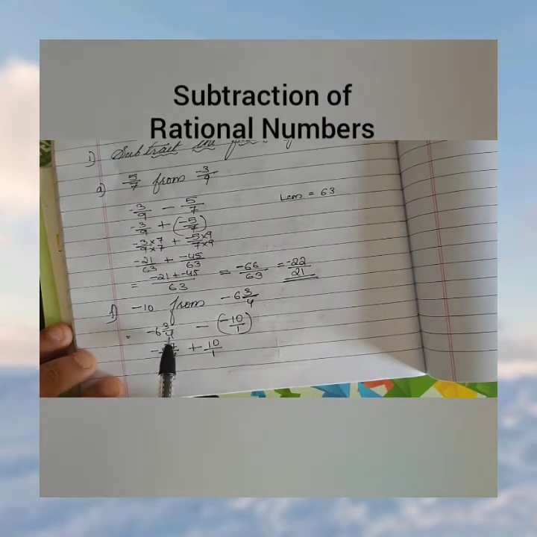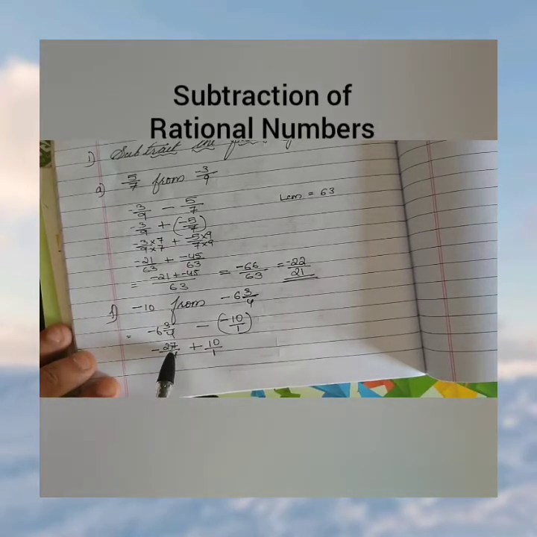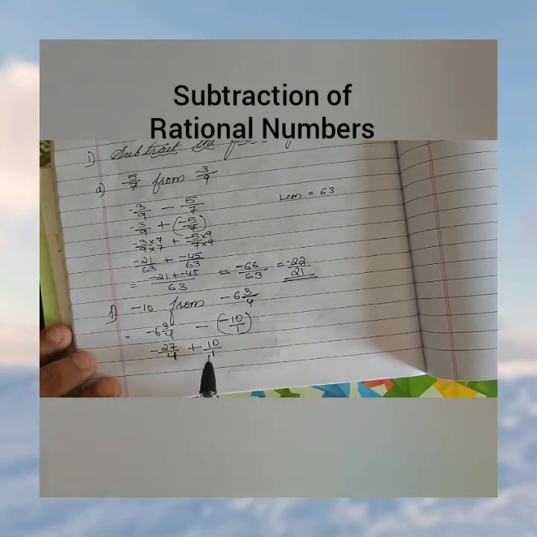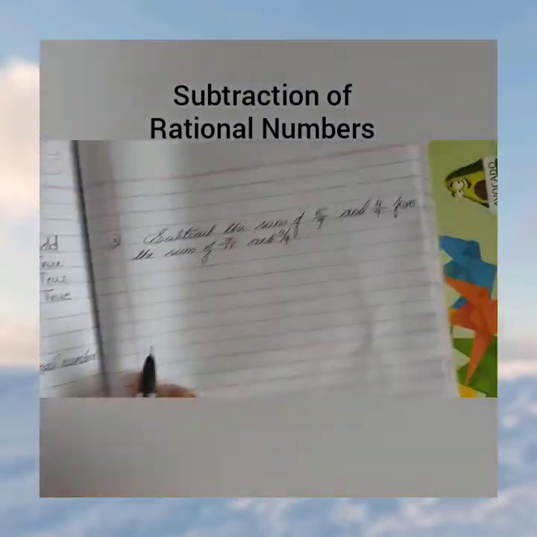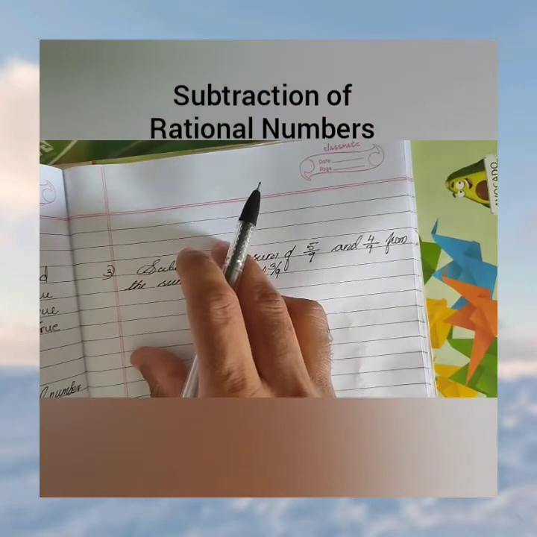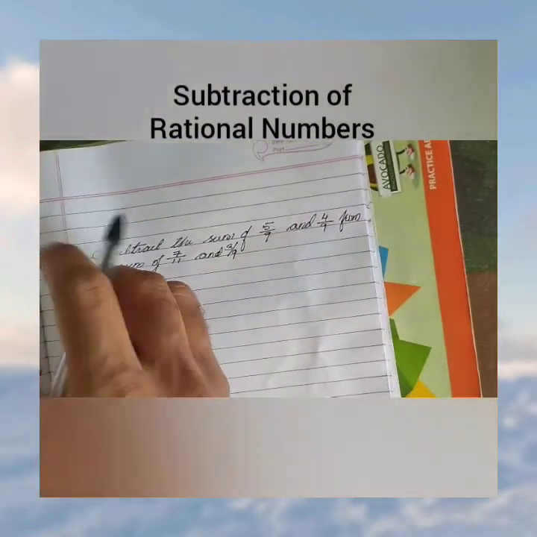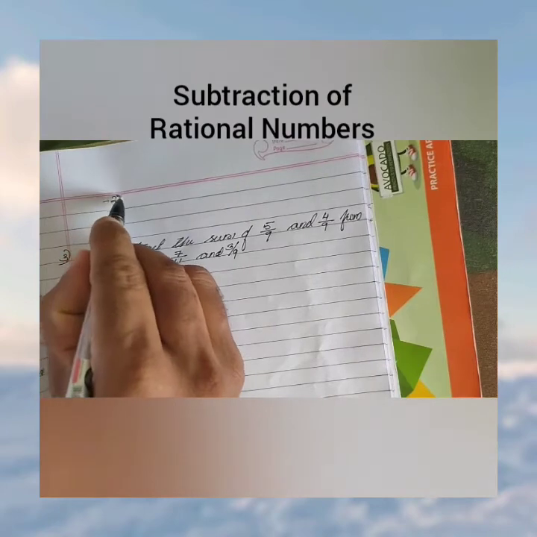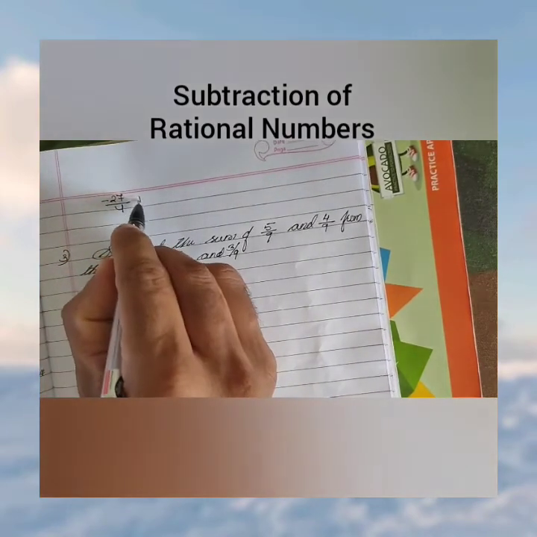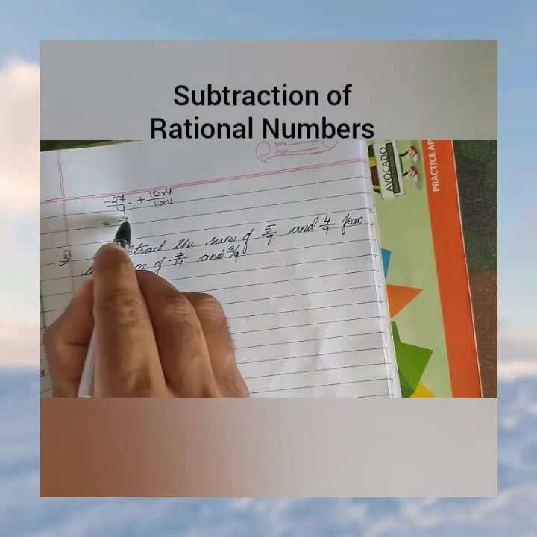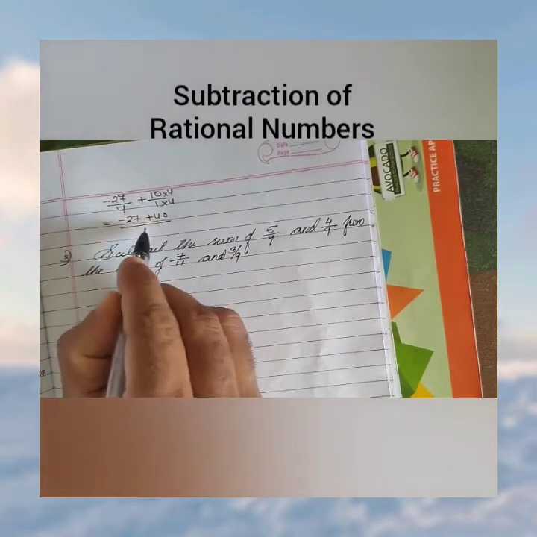So here the mixed fraction we change to an improper fraction. How to change a mixed fraction to an improper fraction? We multiply 6 fours are 24 plus 3, 27, that we write in the numerator and write the same denominator. Now we are going to add this. For addition we have to find the LCM. LCM of 4 and 1 is 4 only. Therefore we write this number as it is: negative 27 upon 4 plus 10 upon 1 into 4. Here also 4. So we get negative 27 plus 40 upon 4.